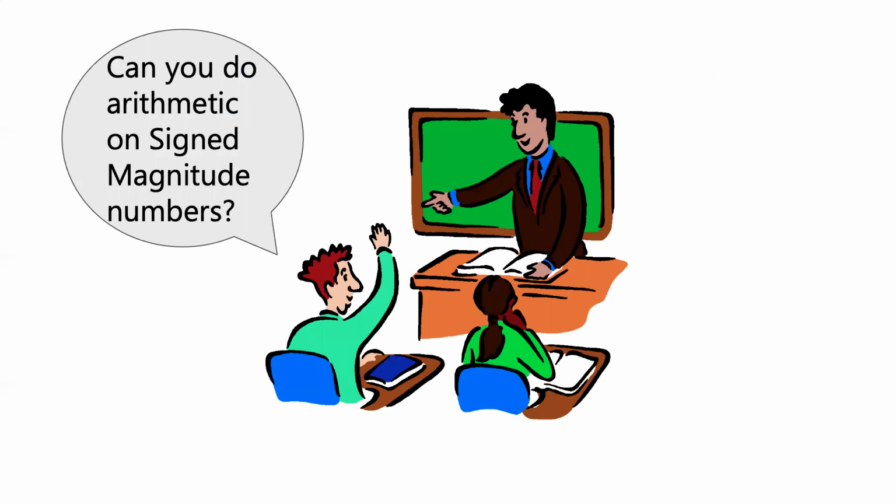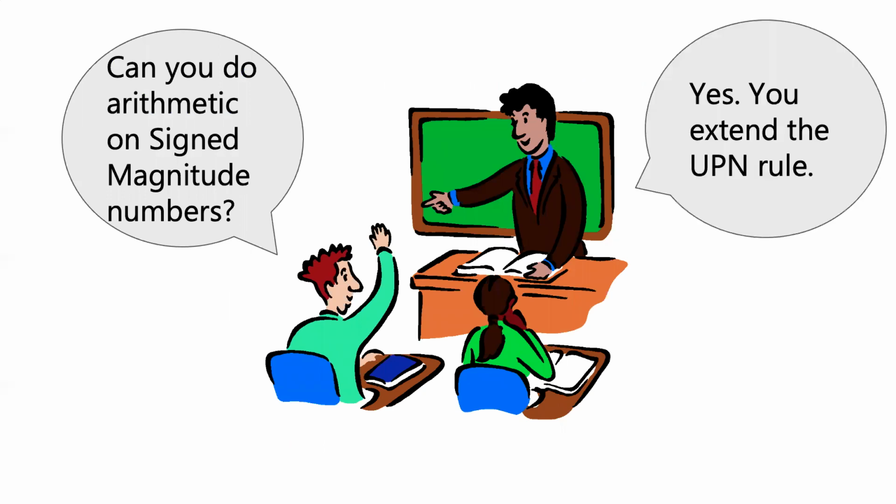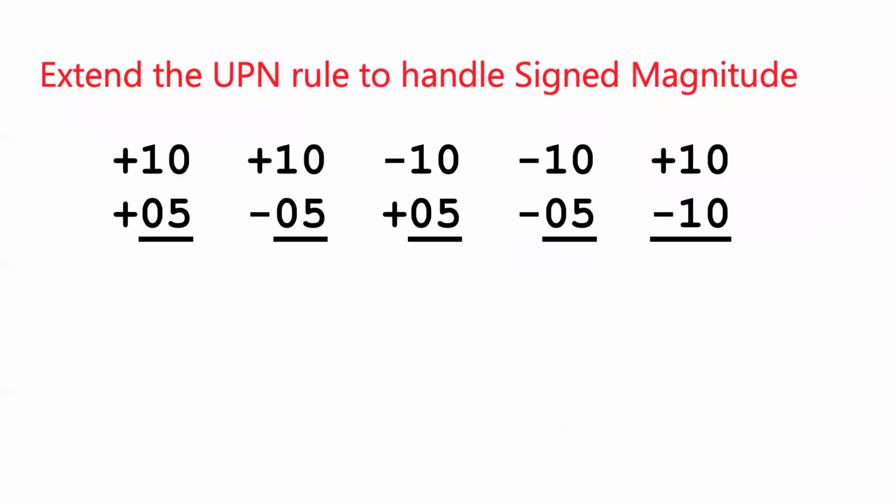What does it take to do math on signed numbers, even if they're in base 10? Well, we can extend our rules. So here, UPN, that's what we mentioned before. We can extend the rule we used for unsigned positional numbers to make it work for signed numbers. So here's a bunch of cases we might have to worry about.